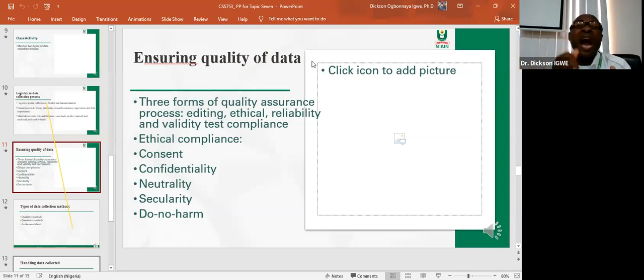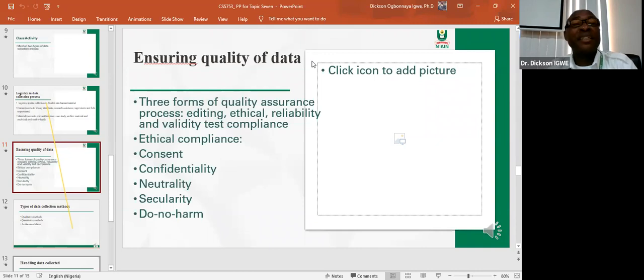Another one is you have to ensure that your data collection process obeys the rule of reliability and validity tests. So if your research data collected do not comply with these various quality assurance processes, then I'm sorry, such data is not qualitative or is not a quality data.